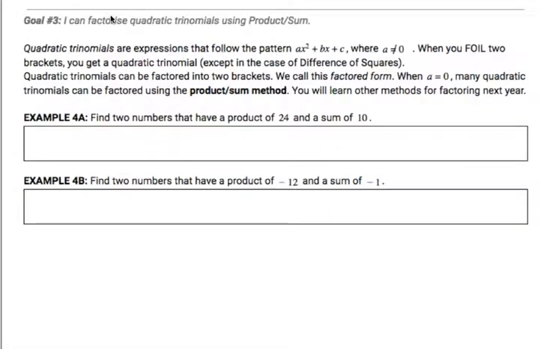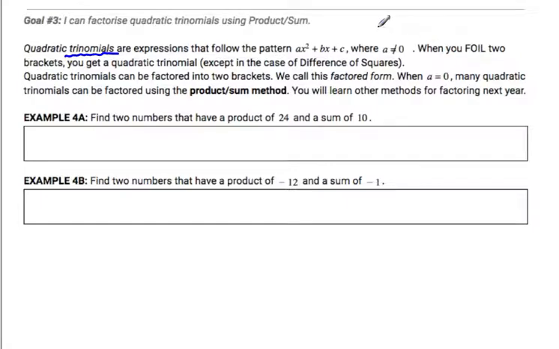So up until this point, we've really focused on things that have 2 terms. Trinomials have 3 terms. So all quadratic trinomials follow the pattern ax squared plus bx plus c. And you'll see this a lot as we move up through our years in math. But really what we're saying is this is what you get when you FOIL. A quadratic trinomial is what you get when you FOIL 2 brackets that have 2 terms in them.